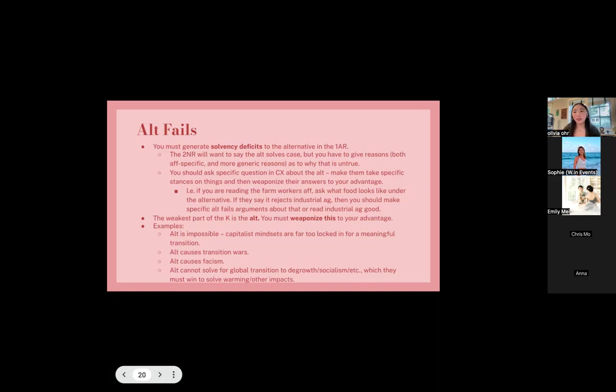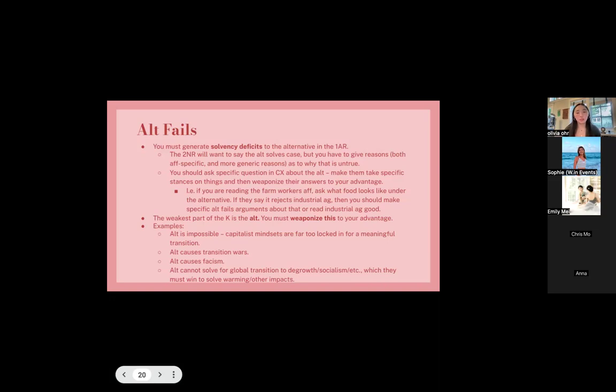So you have to hedge the entire debate on the alternative. And you can just use the fact that the alternative is the weakest part of the CAPK to your advantage because winning it alone takes out the rest of their arguments. So a couple of examples of alt-fails arguments. So first is the alternative is impossible.